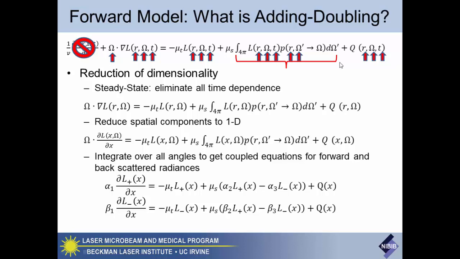And then by integrating over all angles, we have this simplified first order differential equation for radiance in the forward direction and radiance in the backwards direction. And again, radiance in the forward direction, that would be considered what we'll call transmittance, light that goes through the sample. And the radiance in the backwards direction, that's what we will refer to as diffuse reflectance. So light that enters, scatters around, but comes back out in the backward going direction.